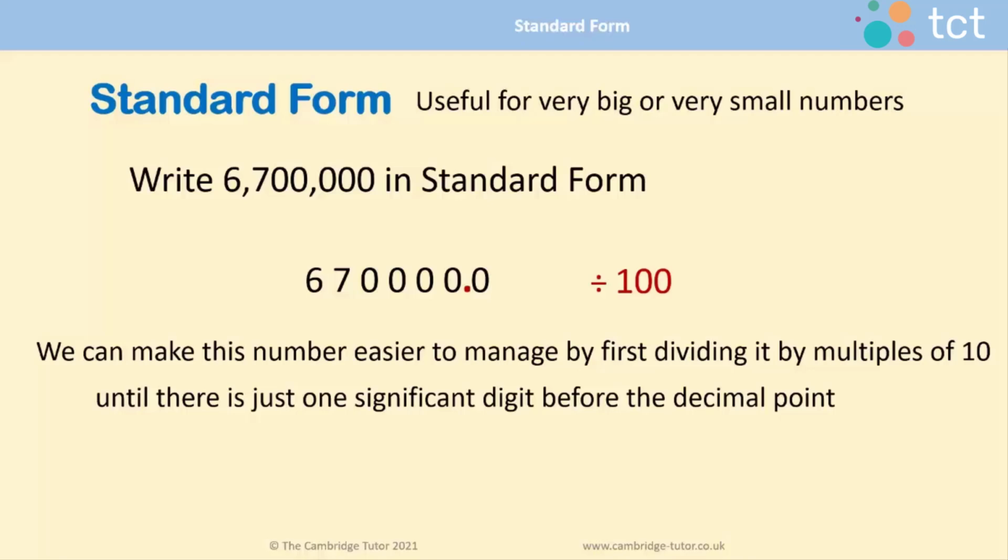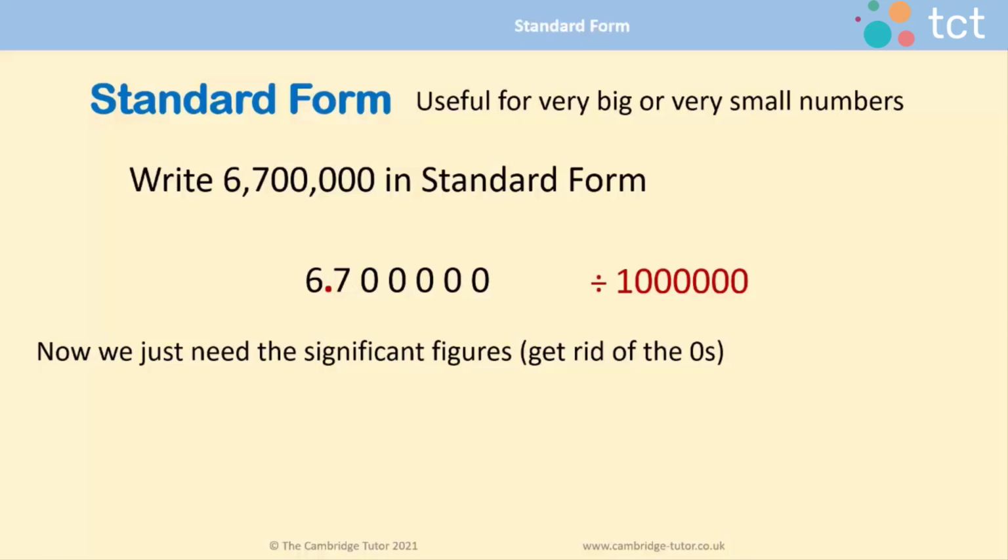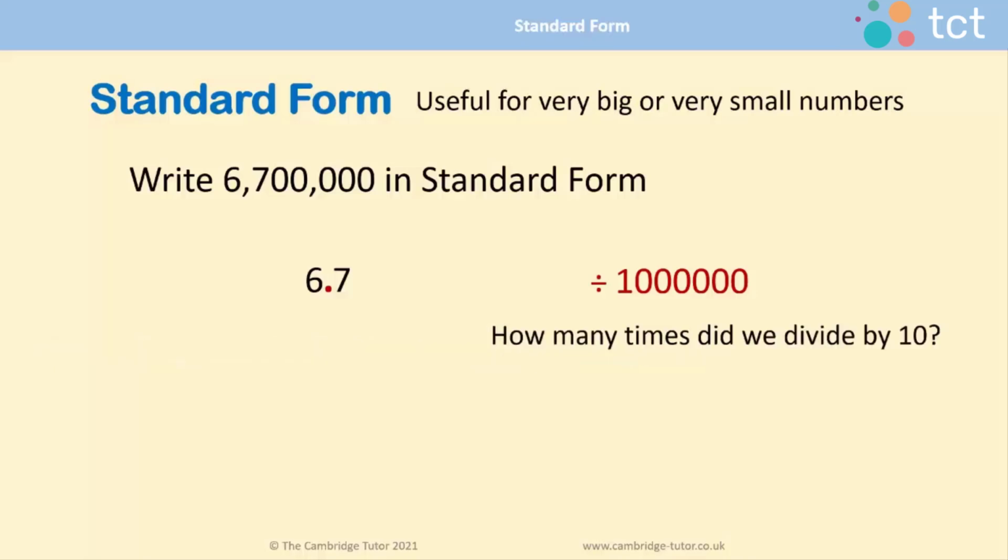Now we divide it by another 10, so that's 100, and the decimal point moves another place. And we keep dividing it by another multiple of 10 until we end up with just the 6 before the decimal point. Now we just need the significant figures, so we can get rid of those zeros at the end. And we have 6.7. How many times did we divide the original number by 10 to get to 6.7? If you've recorded it like this, where every time you divided it by 10 you've added a 0, you can just count the zeros. 1, 2, 3, 4, 5, 6.